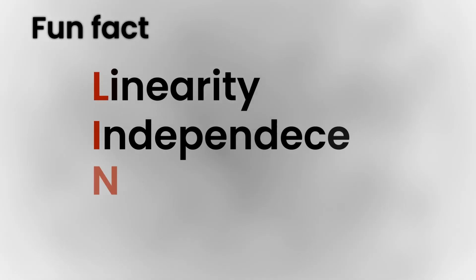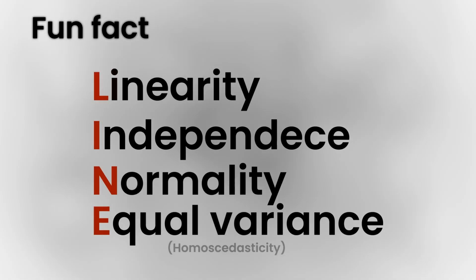Here's a fun fact. If you take the first letter of each assumption, linearity, independence, normality, and homoscedasticity, also known as equal variance, you form the word LINE. It's a clever way to remember the assumptions for linear regression, since we're literally trying to find a line.